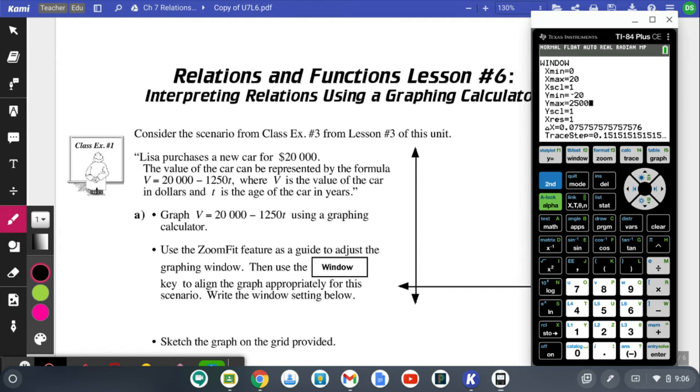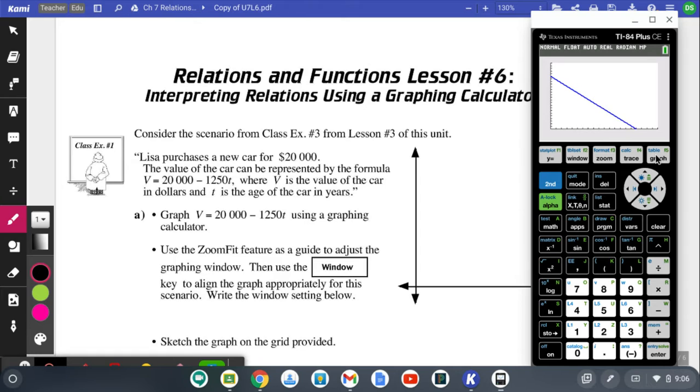25, 1, 2, 3. Now you do not want to leave your scale at 1. That means your calculator has to make 25,000 marks on it. So can we go by 1,000 instead? Let's try by 1,000. So down to your scale and make your scale be 1,000. That will still be a lot, but at least it'll be better than 25,000 little marks. Okay, let's hit graph and see what happens. Hey, pretty good. Looks pretty good.